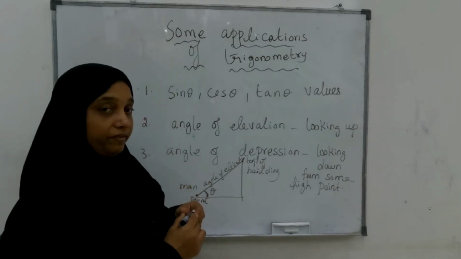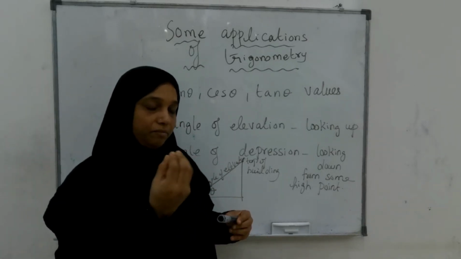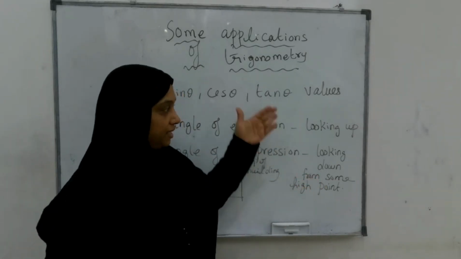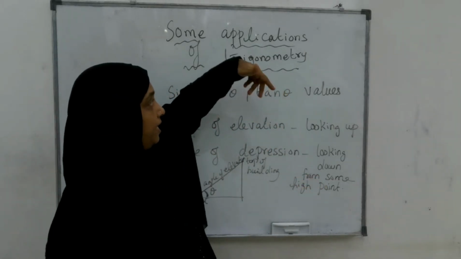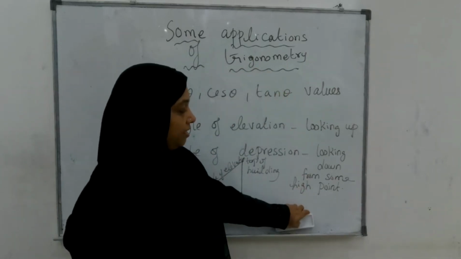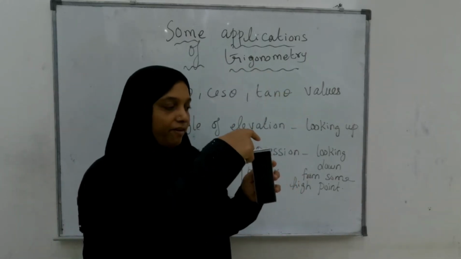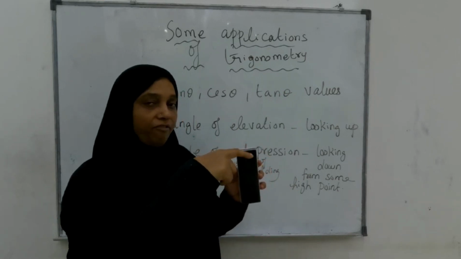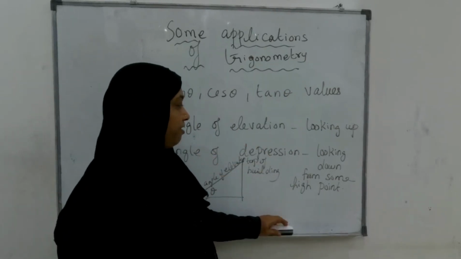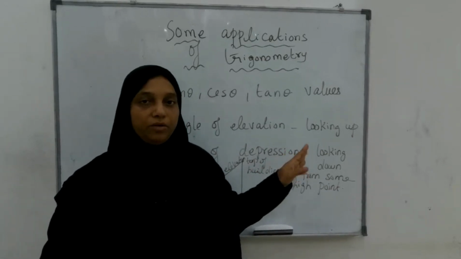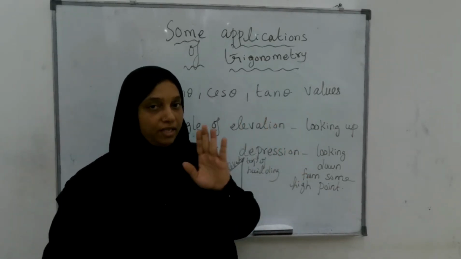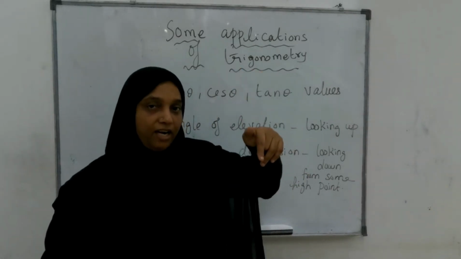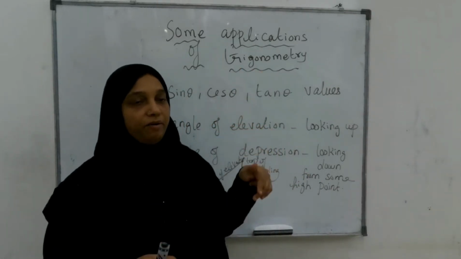Then next, what they will use in that sum is the angle of depression. Angle of depression means standing at some height. Suppose they are standing at some height and from this height they are looking down. So this is the angle of depression. It does not mean the depression you feel when looking at this sum. Angle of depression means standing at some height and looking down. That is the angle of depression.